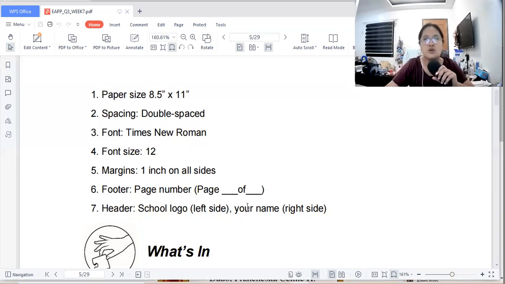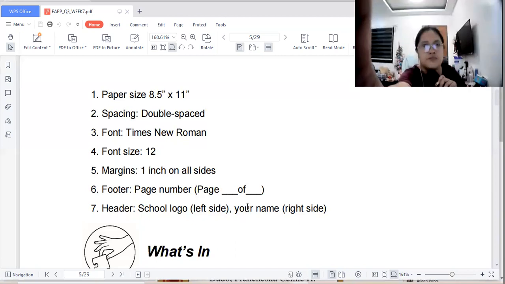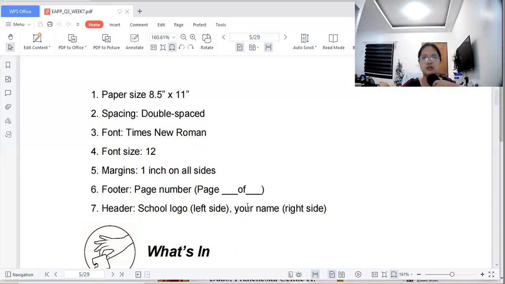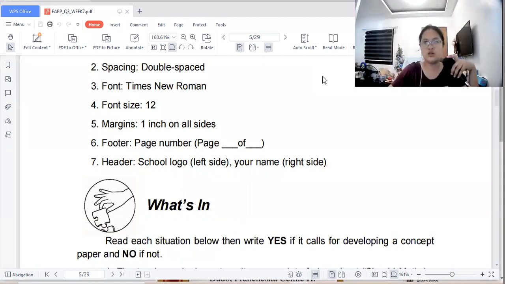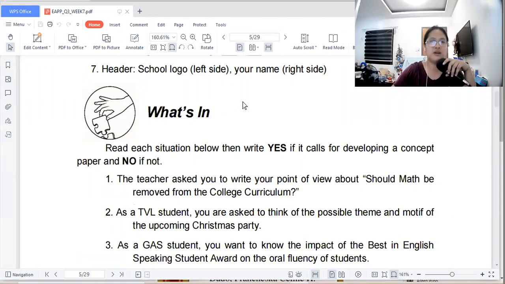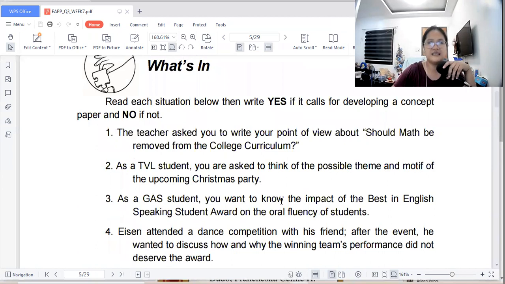Okay, so let's move on. Let's have the following activity. Read the following situations. Let's answer: say yes if it calls for the development of a concept paper, and no if not.